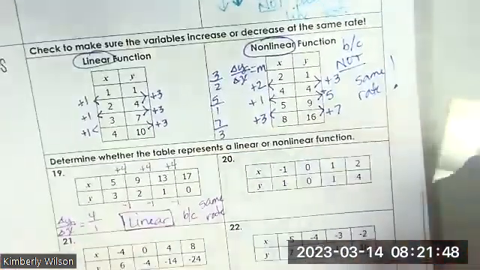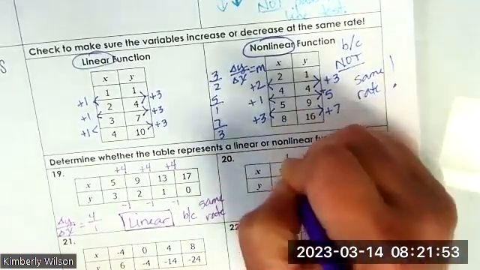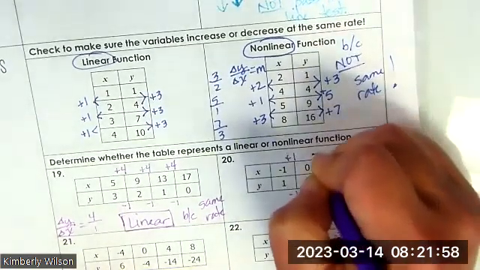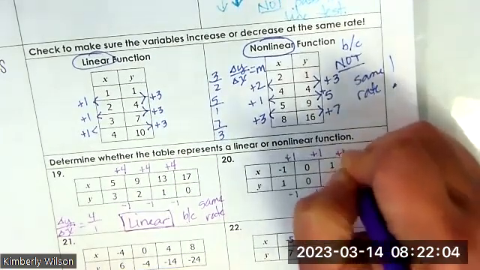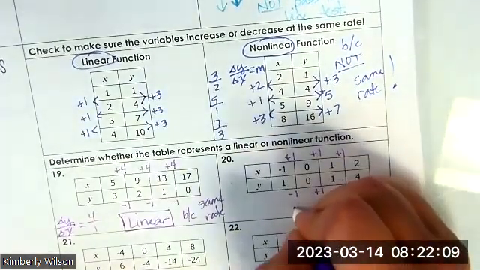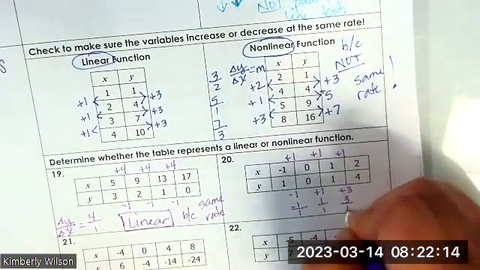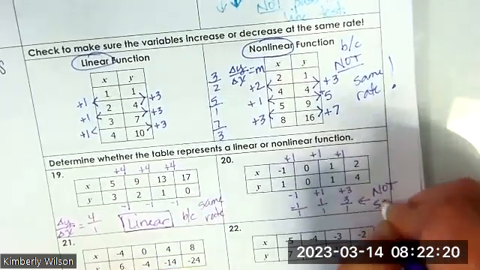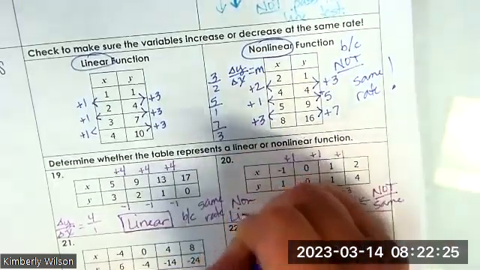Okay, 20. We're subtracting 1, adding 1. Now we're adding 1, and we're adding 1. We're adding 3, and we're adding 1. So therefore, this rate of change is negative 1 over 1, 1 over 1, and 3 over 1. These are not the same, so therefore this is non-linear.